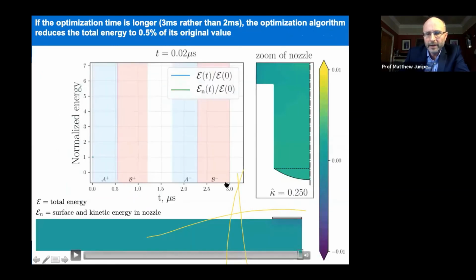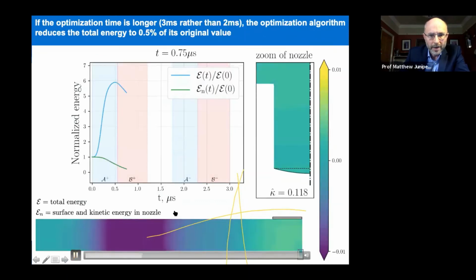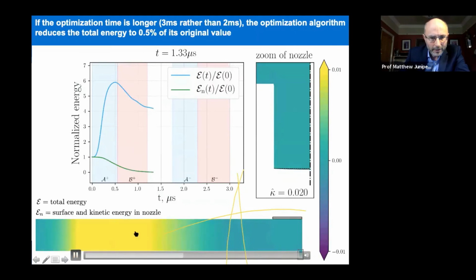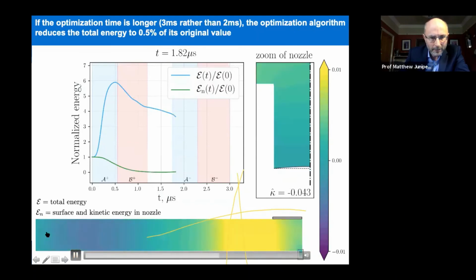The next is to say, let's increase the optimization time to 3 microseconds. And when we do that, we get a very similar behavior, same as before, but now there's actually another wave. You can see it just there behind the first wave, which bounces off and comes back.